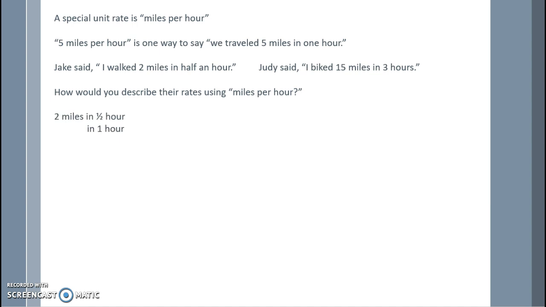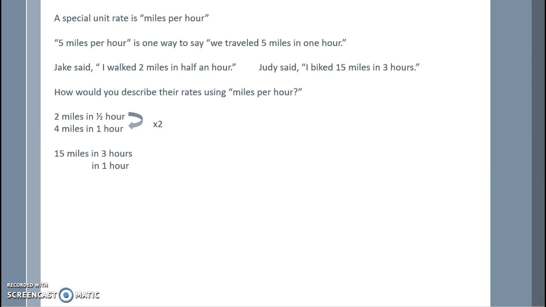So when I look at Jake, he did 2 miles in half an hour. Well, how much can he do in 1 hour? Well, I know that there are two 1/2s in an hour, so I multiply by 2, which means I would multiply 2 miles times 2, which is 4 miles.